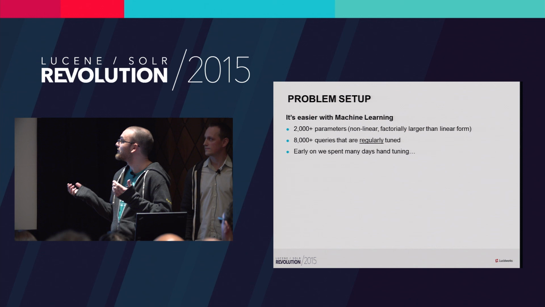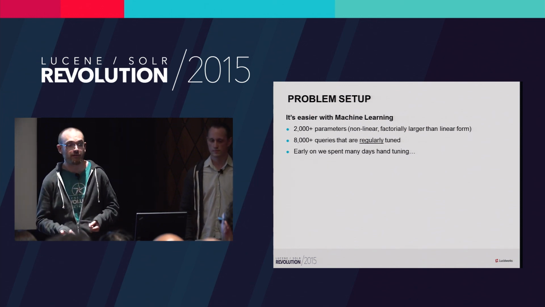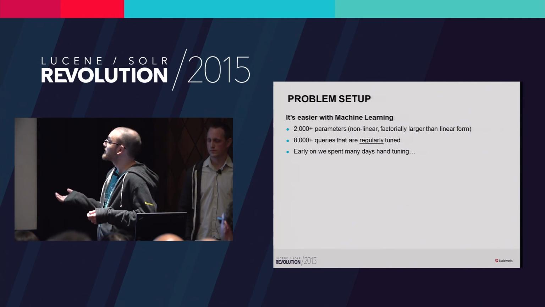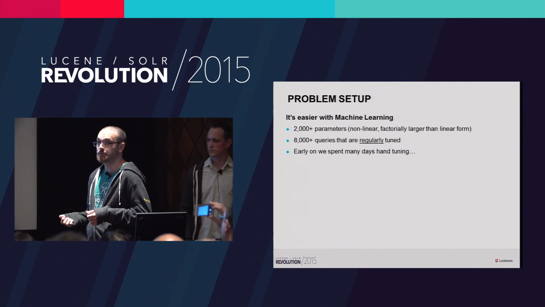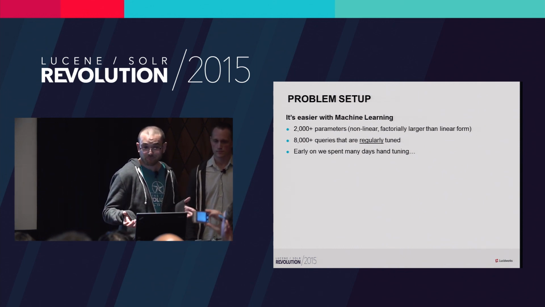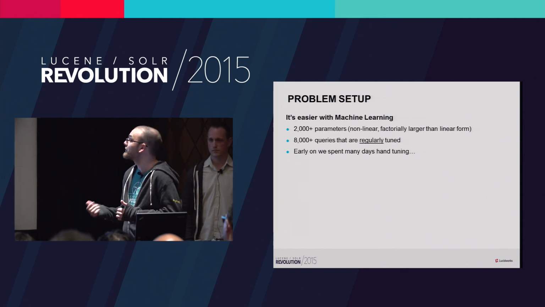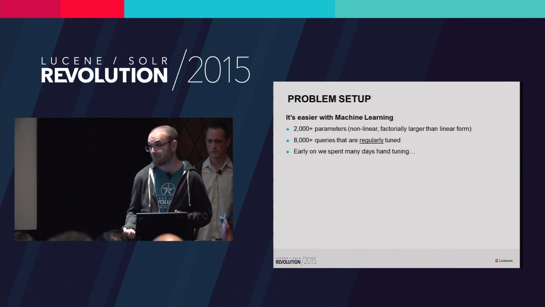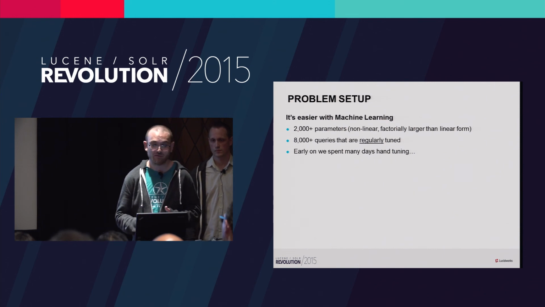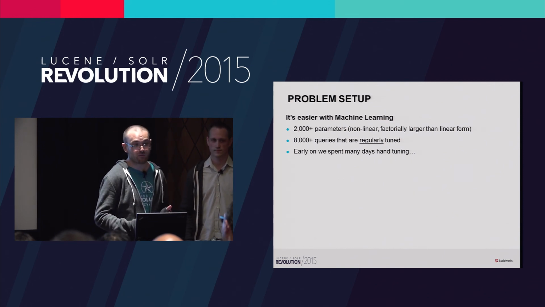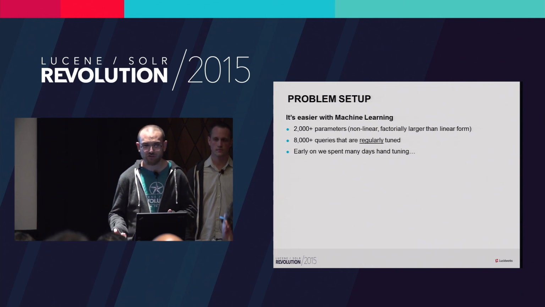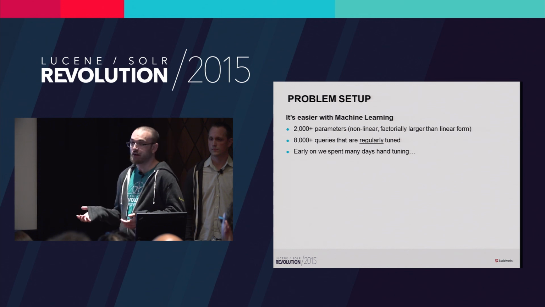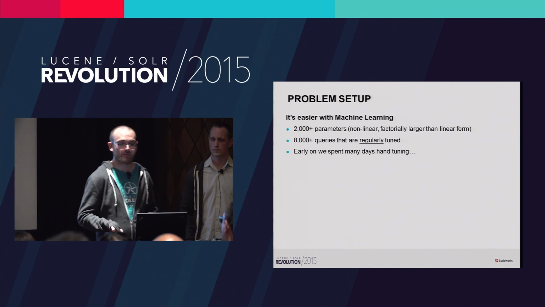So this is another example. We have a service at Bloomberg, and our ranking function in this service uses 2,000 different parameters, and we tune the ranking function on 8,000 different queries. So in the past, doing this by hand was quite hard and time-consuming. So that's why we decided to use machine learning for doing this. So machine learning allows us to avoid doing this manually. And I will show you better now how it works.